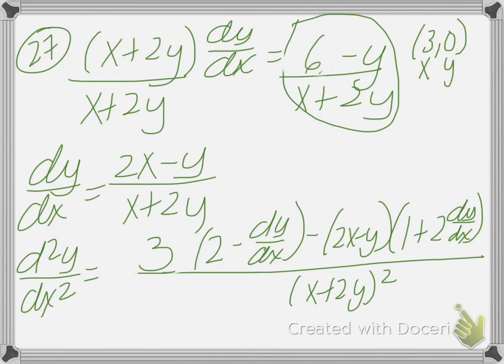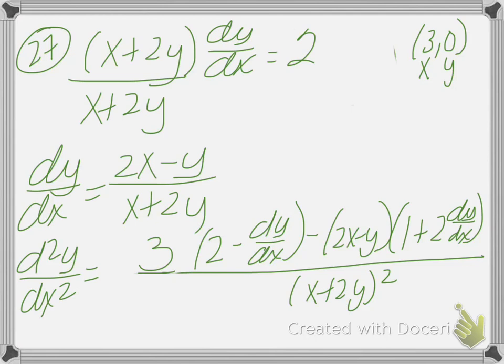Minus y, but y is just 0, so the whole numerator just becomes 6. Then I can replace this x down in the denominator with a 3, and 2 plus 2y is 2 times 0, which is just 0, and you end up with 6 over 3. So 6 over 3 is just equal to 2.